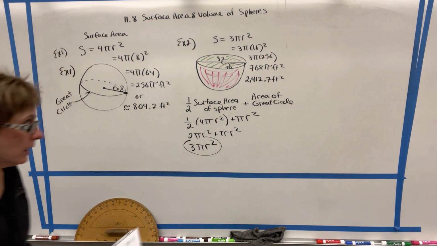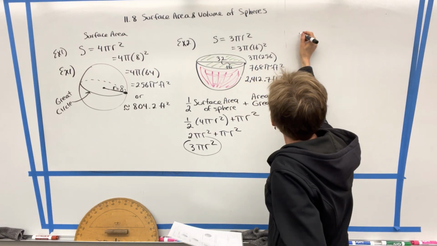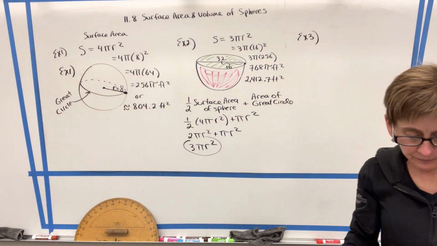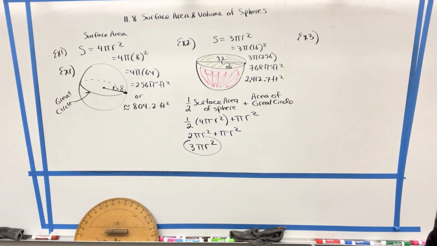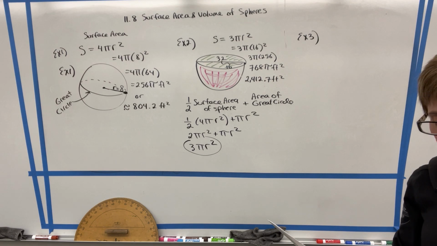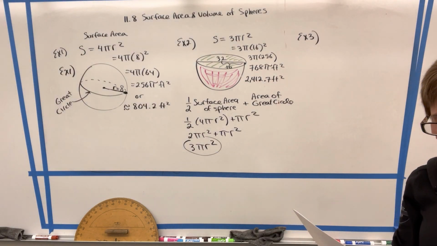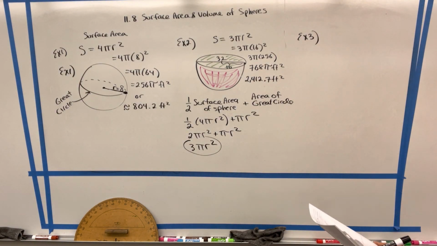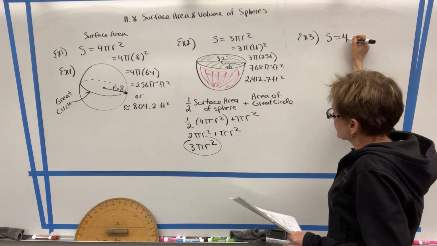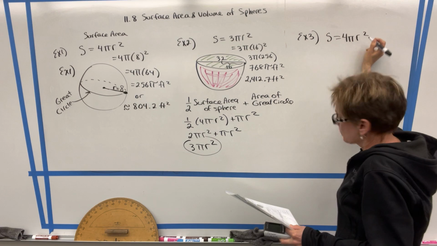Okay, let's do the last example for surface area, and then we'll move on to volume. So the third example for surface area says, find the radius of a sphere with a surface area of 256 pi square meters. So let's write down our formula. Surface area is 4 pi r squared.